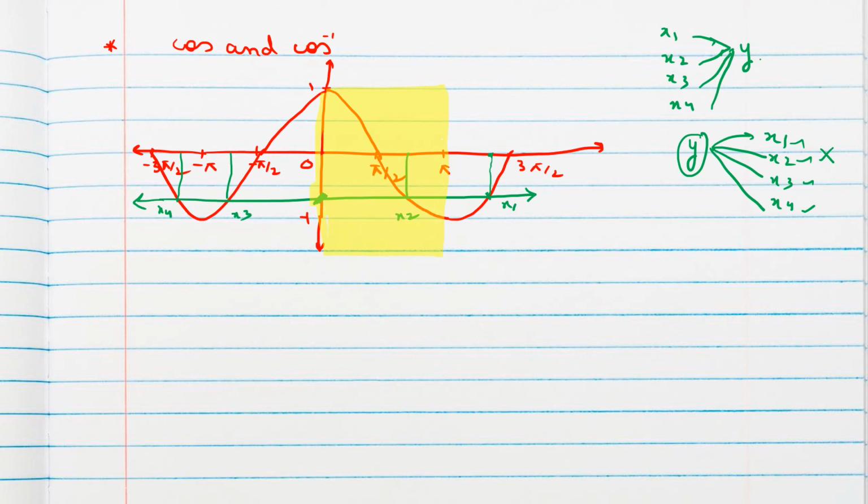Okay, that is 0 to pi. So if I draw separately this graph, it will be like this: 0, 1, minus 1, suppose. So this is the graph of cos x, but with the restricted domain.